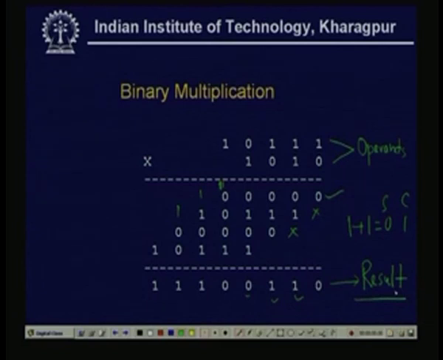So, the binary addition rule is applied, and only the multiplication is slightly different, otherwise the total multiplication rule is same as that of our decimal notation.